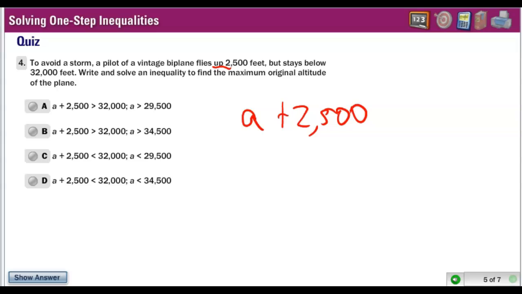That's got to stay below 32,000, okay? Below that. So we don't want to include 32,000 feet. We want to say below 32,000 feet, okay? So the next step is to solve.